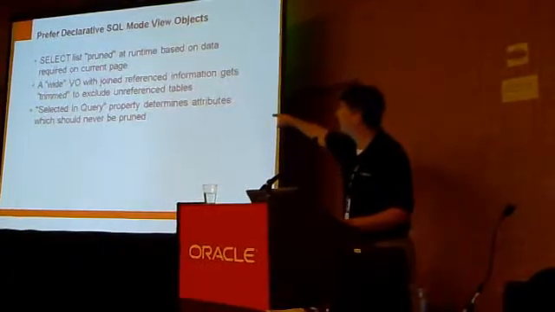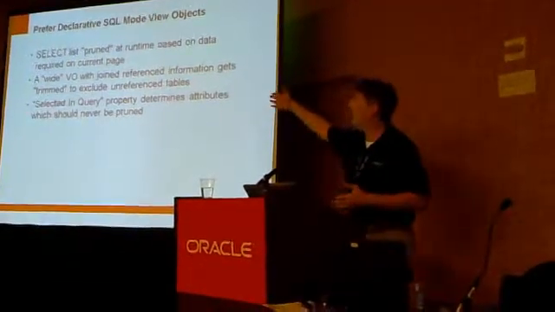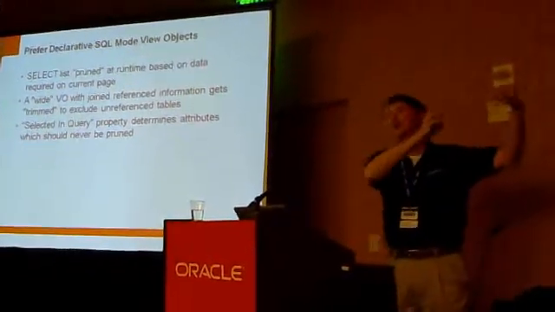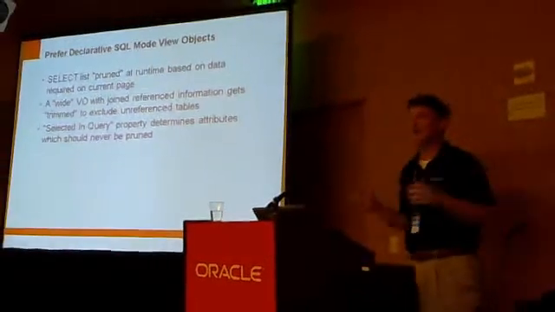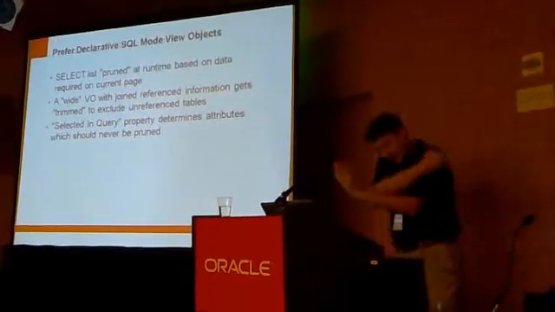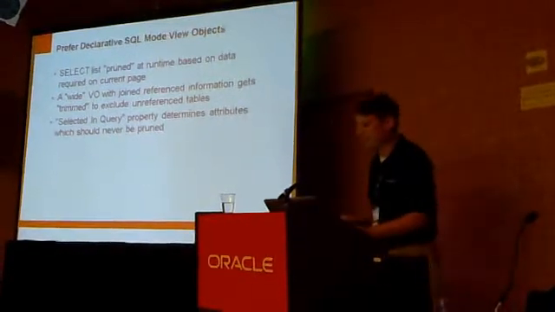It also prunes out joins. So what I call a wide view object that might be like an employee with their department and its location and its country and its region all joined together. If you only query employees' email, the query will drop all the joins out and just have the one table.